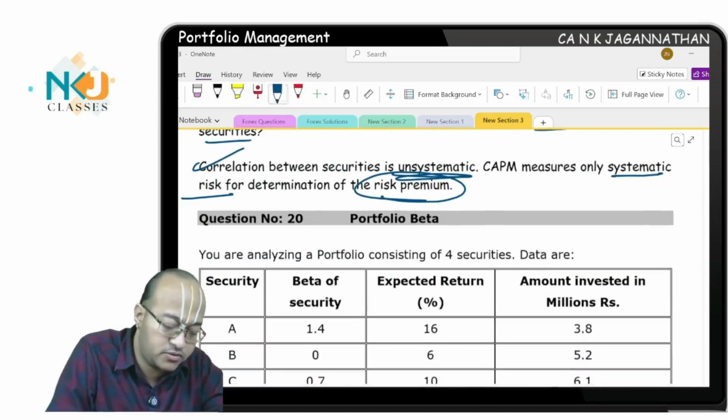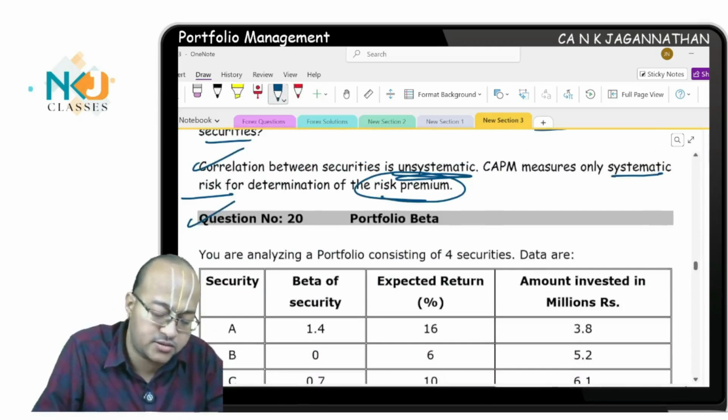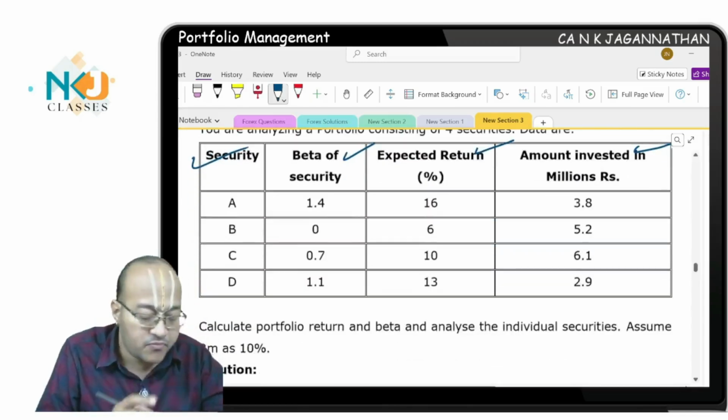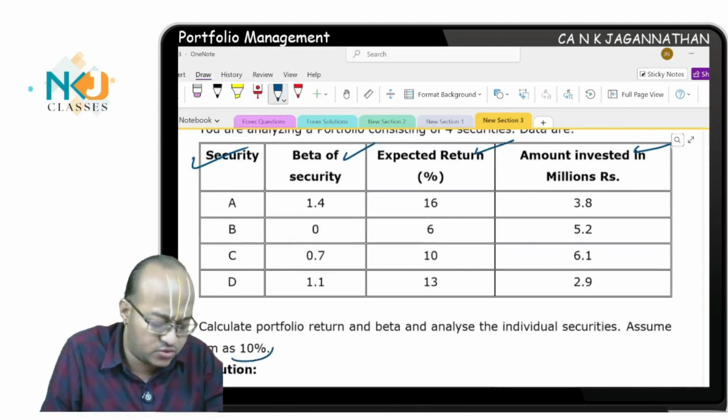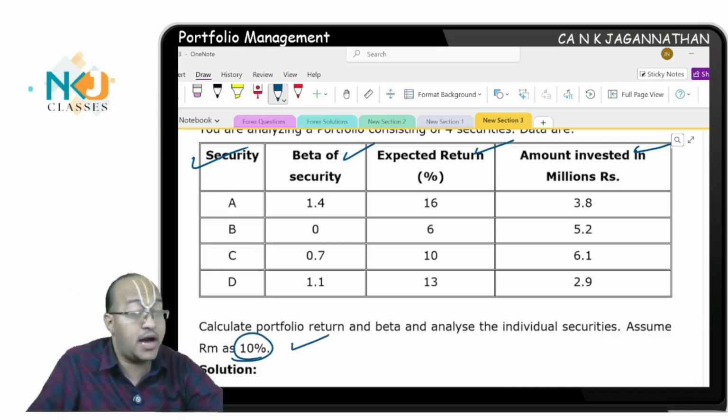Shall we solve a question in this regard? Yes. Okay, see, you are analyzing a portfolio consisting of 4 securities. Data are security, beta, expected return, amount invested. This is return, beta. Right. Calculate portfolio return and beta and analyze the individual securities. Assume RM as 10%. In this question, if you notice, RF is not given.